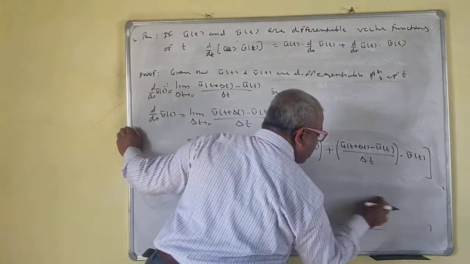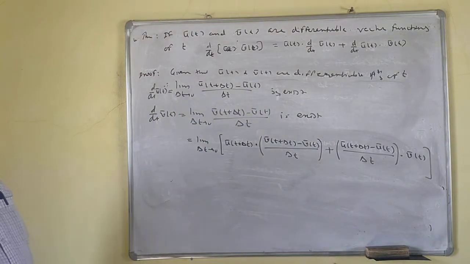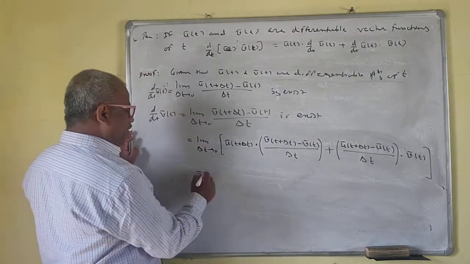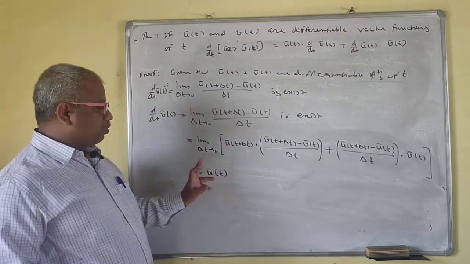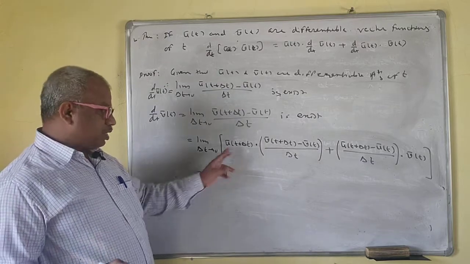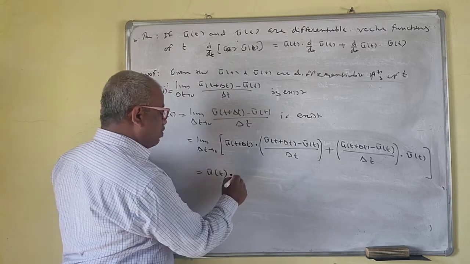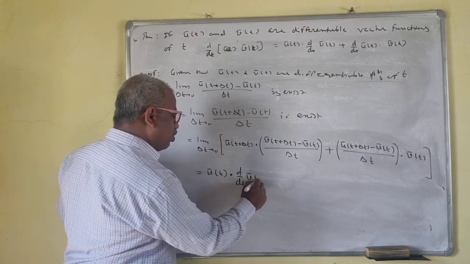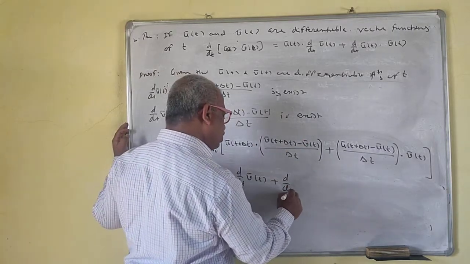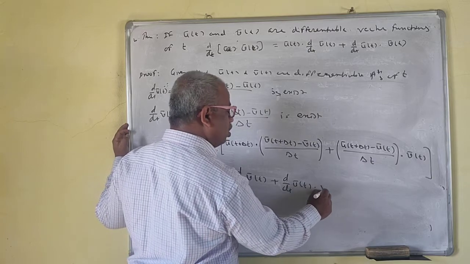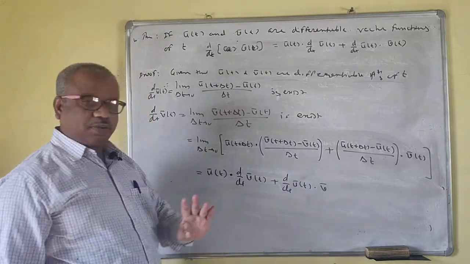Now we'll take the limit as delta t tends to 0. You know that the limit of the product is the product of the limits, and the limit of the sum is the sum of the limits. So what will happen here? This limit is just u bar of t, because delta t tends to 0. It is differentiable, so it is continuous, and directly you can put delta t equal to 0 here. Dot, and this is nothing but the derivative of v bar of t. Plus, this limit is nothing but d by dt of u bar of t dot v bar of t. It may happen that the terms are interchanged, no problem for this one.